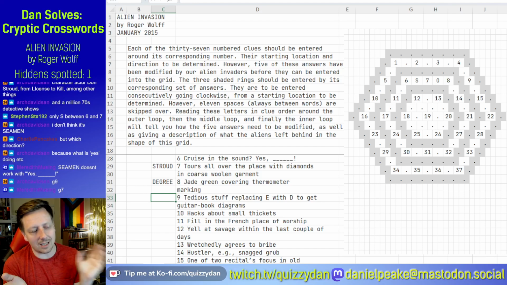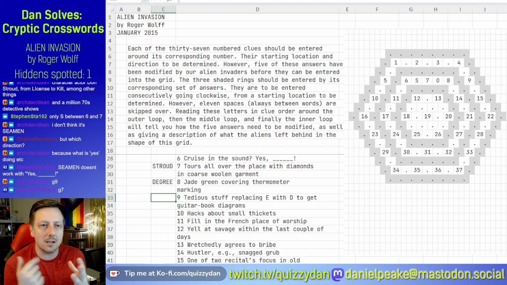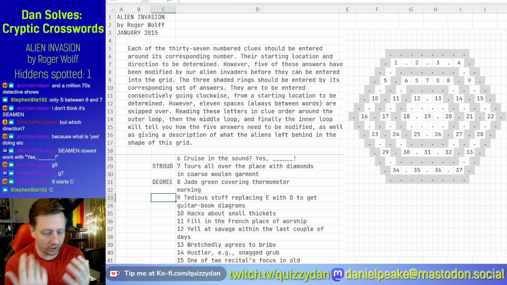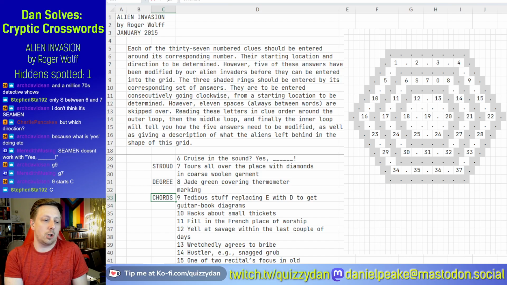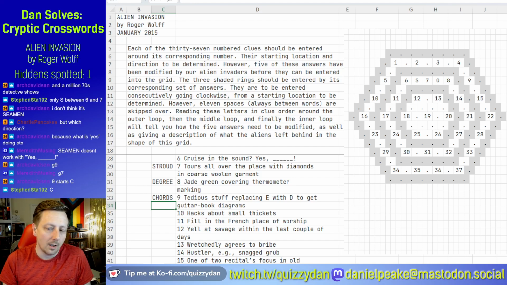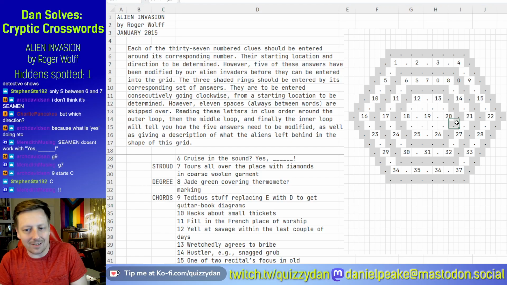Tedious stuff, and then we take the E out and put a D in instead, and we get guitar book diagrams. I thought those were tabs. Are they? There's got to be a D in there. Starts with C. Chores. Thank you very much. Chores, tedious stuff, becomes chords when you replace the E with a D. Now there is an O in that.